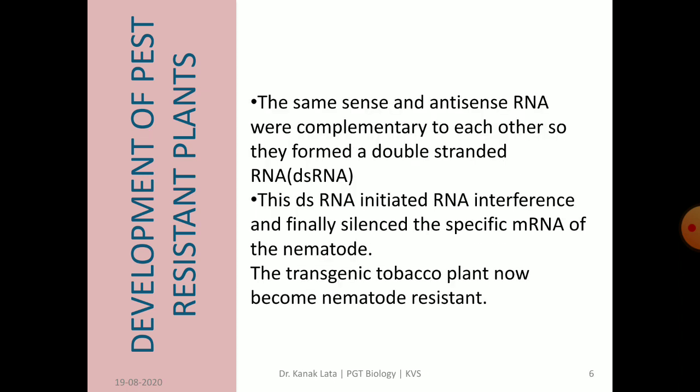Third step is both the sense and antisense RNA, being complementary, form a double-stranded RNA, that is dsRNA, and in the fourth step this dsRNA initiated RNA interference and finally silenced the specific mRNA of the nematode. Now we can observe that the transgenic tobacco plant becomes nematode resistant.